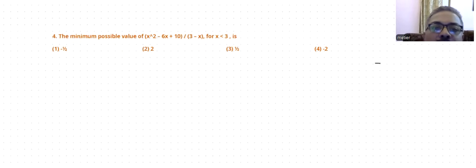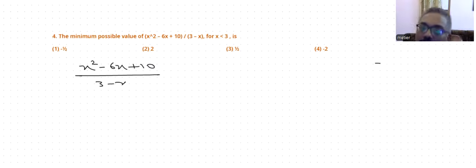Minimum possible value of the expression (x square minus 6x plus 10) by (3 minus x). You need the minimum value of that, and they are saying that x is less than 3. So x is less than 3 means 3 minus x will be greater than 0.